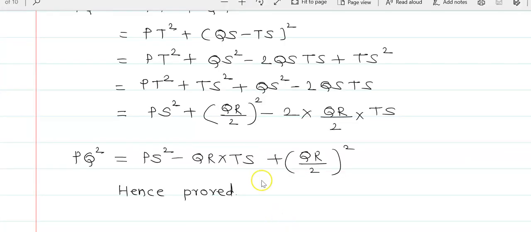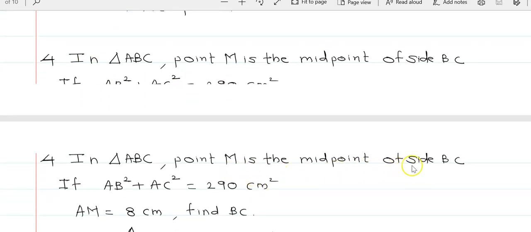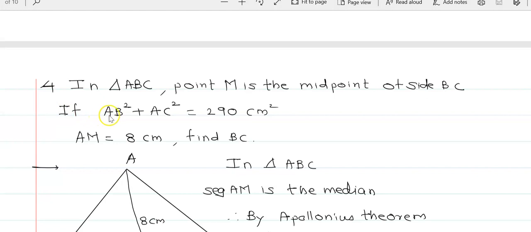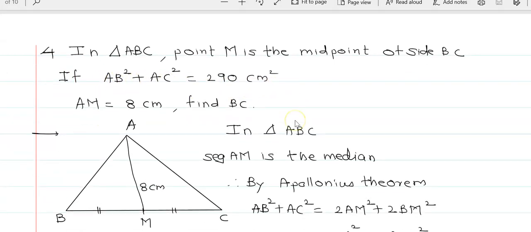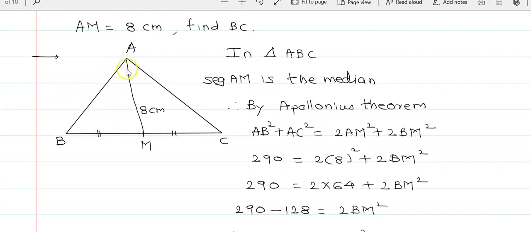Again, we'll see from the board whatever I had written. In triangle ABC, M is the midpoint of side BC. If AB square plus AC square is equals to 290 centimeter square, AM is equals to 8, find BC. Now in triangle ABC, here AM is the median. By the Apollonius theorem, AB square plus AC square is equals to 2 times AM square plus 2 times BM square. That is 290 is equals to 2 into 8 square plus 2 times BM square. 290 is equals to 2 into 64 plus 2 times BM square.